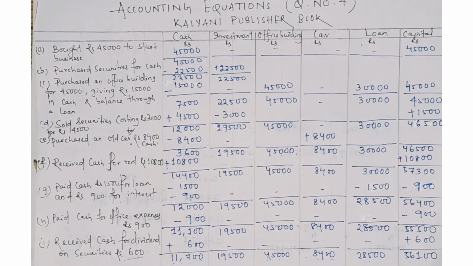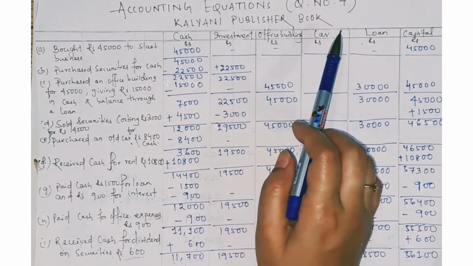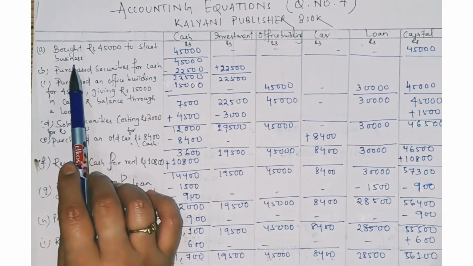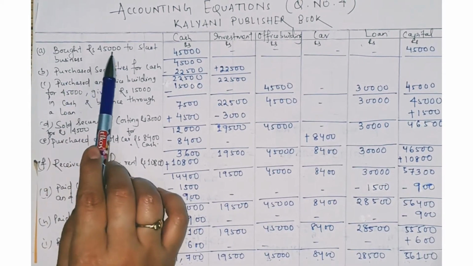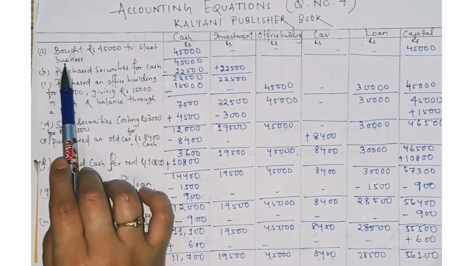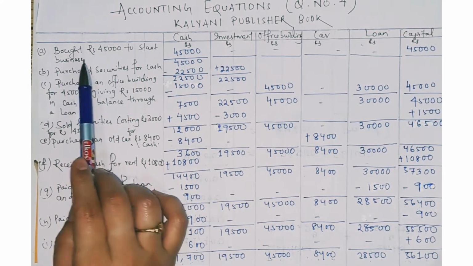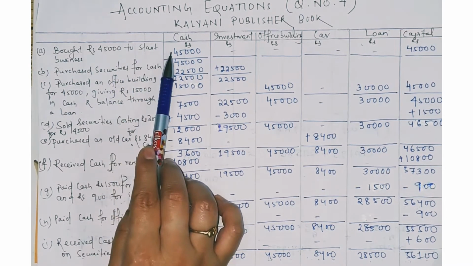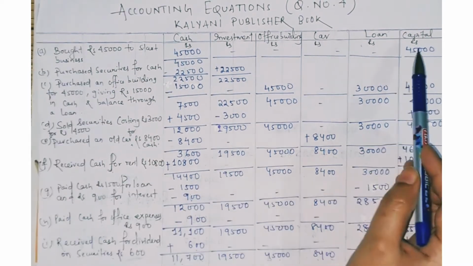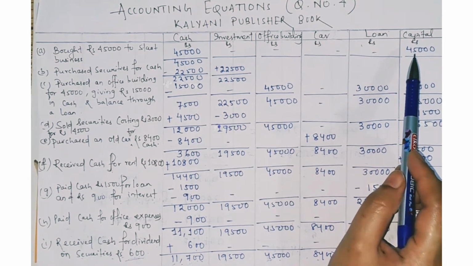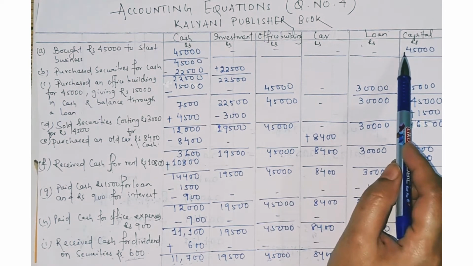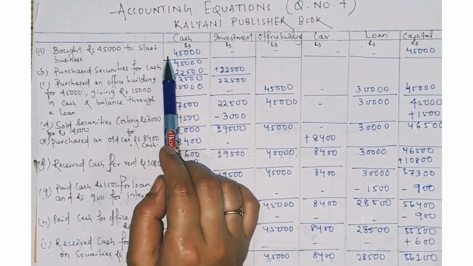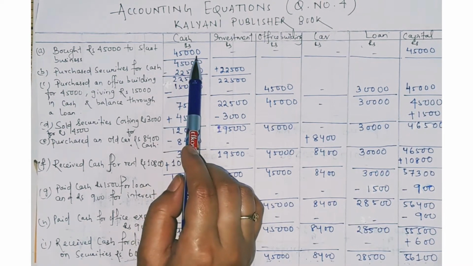So now let's begin. Accounting Equation question number 4. Okay. So your first transaction is bought rupees 45,000 to start business. Okay, so here 45,000 is invested in the business. So here 45,000 is capital for the business. So 45,000 will be added as capital, and rupees 45,000 is also increased in the form of cash.